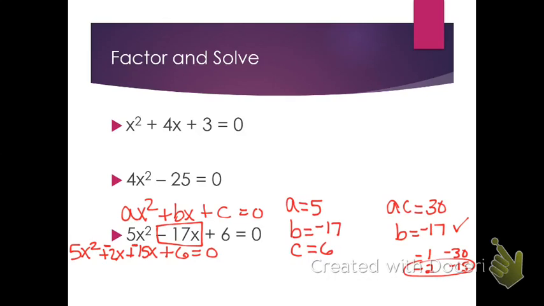Next, I group the first two terms together and group the second two terms together and factor out GCFs. 5x squared plus negative 2x has a GCF of x. Factor that out. Copy the plus sign. Then I've got negative 15x and positive 6. That has a GCF of negative 3. Factor that out. Copy the equals 0.